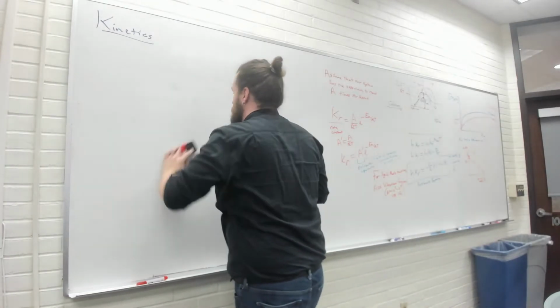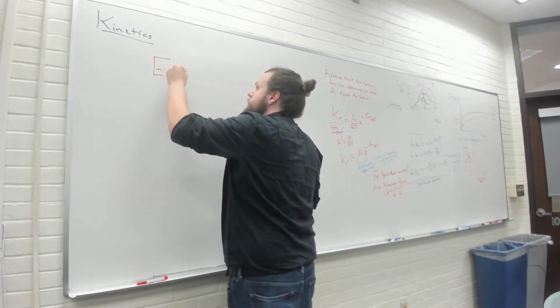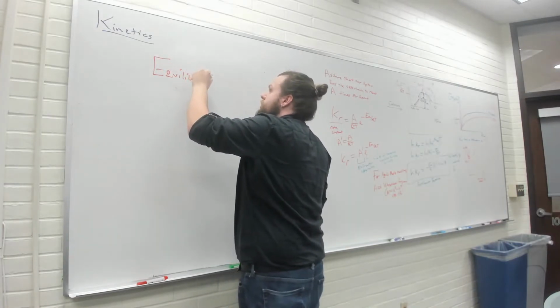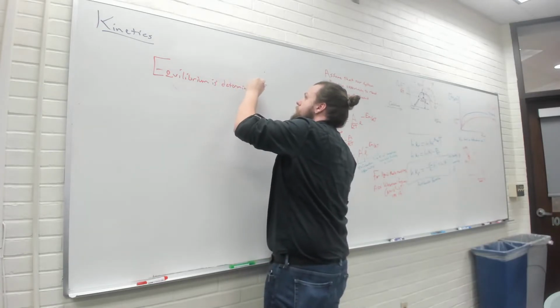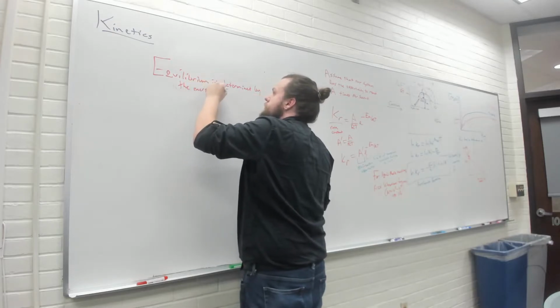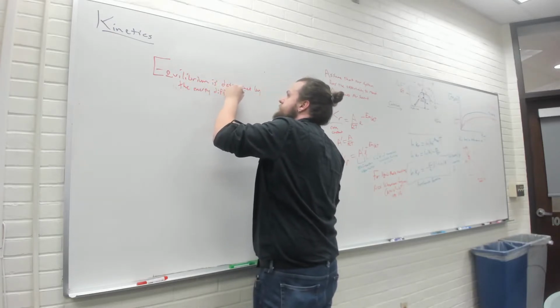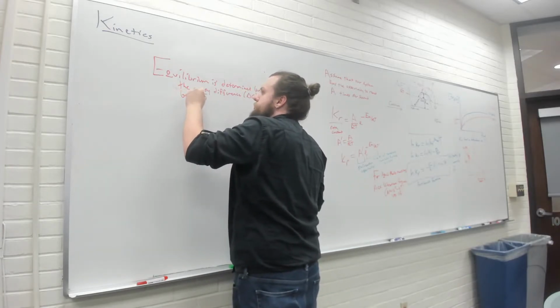The big take-home point. The equilibrium is determined by the energy difference, or delta G, between the products and reactants.